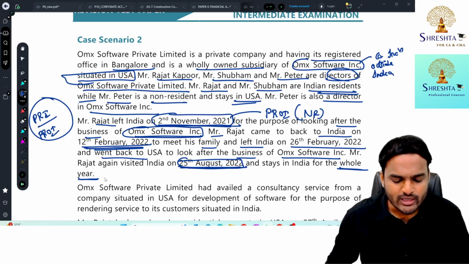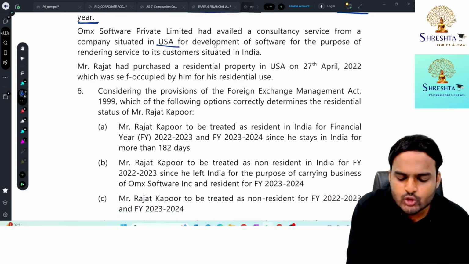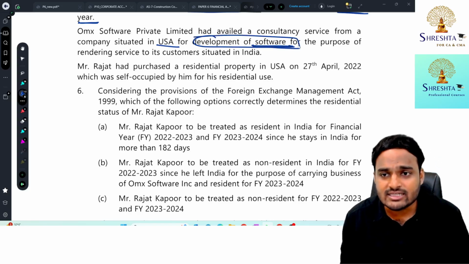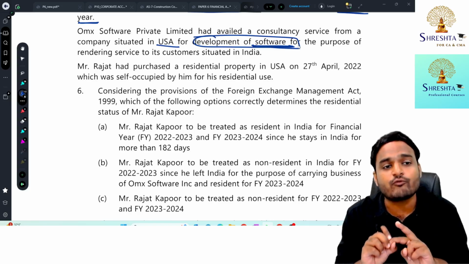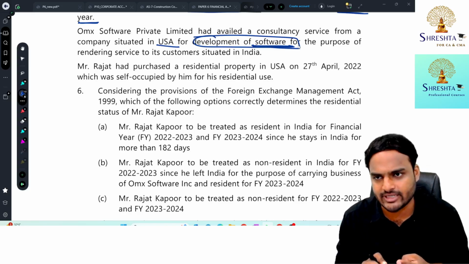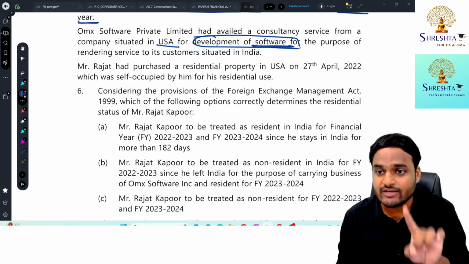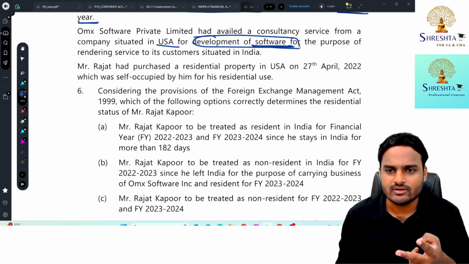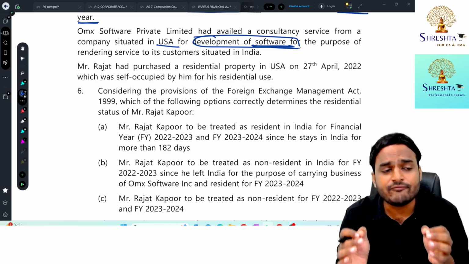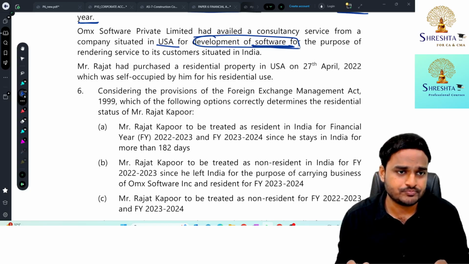Understood. Next one, OMX Software Private Limited has availed a consultancy service from a company situated in the US for development of software. See here, consultancy services are of two types. One is with respect to infrastructure projects and the other one is with respect to software development, other than infrastructure. One category infra, other category other than infra. Clear? Why? These two categories have different limits. That's why I'm telling you.